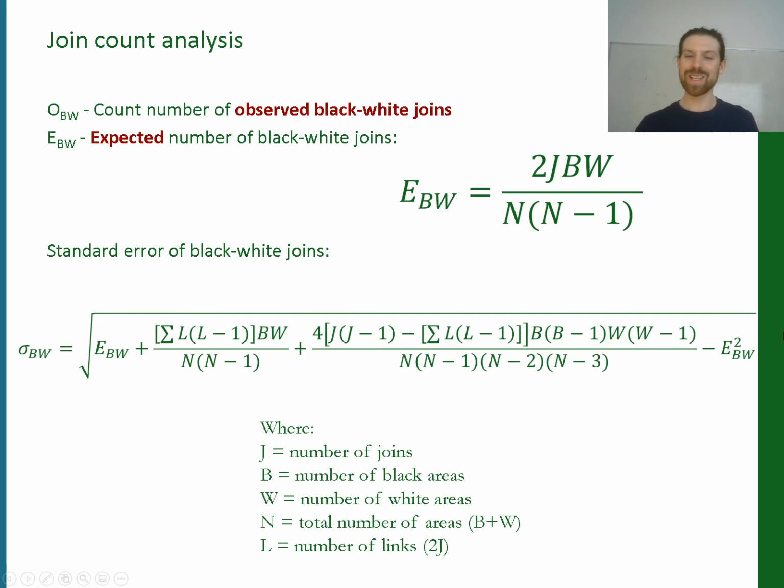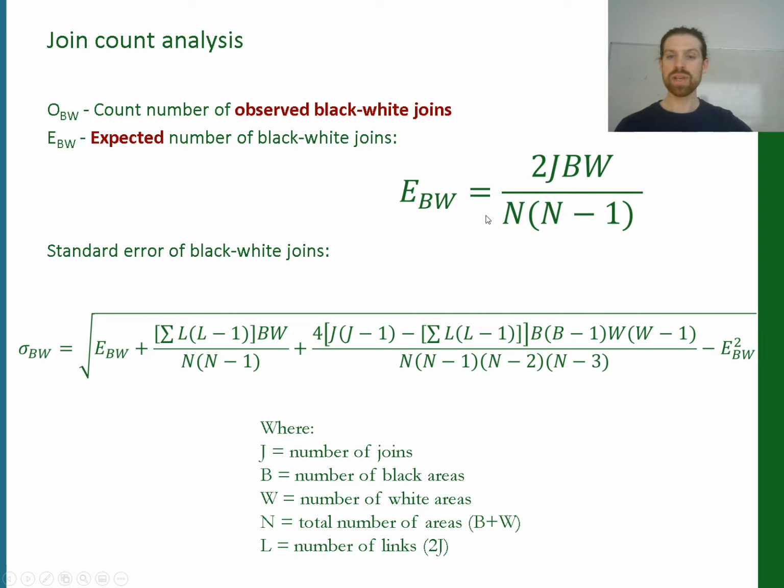So here we're getting into the really horrendous equations, I'm afraid. To do the join count analysis, we basically need to get the O_BW value I spoke about before, the count of the observed black and white joins, and then we need to get the expected number that would just randomly occur by chance, okay? The way that we're able to do that for the E_BW is to take the number of joins that we have. So I'm just looking at the actual equation inputs down here. J is the number of joins, B is the number of black areas, W is the number of white areas, N is the total number of areas, so it's the black plus the white, and L is the number of links, okay?